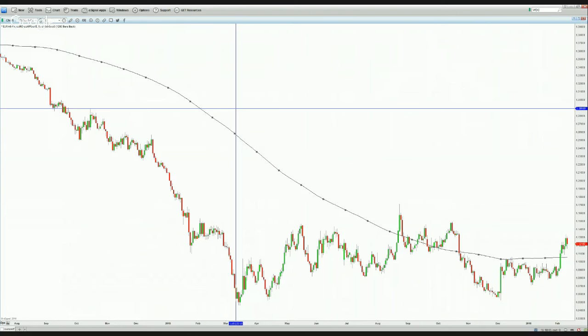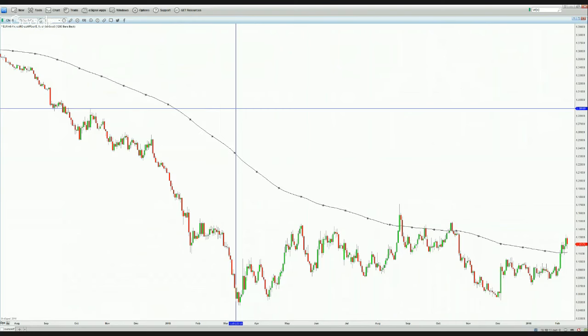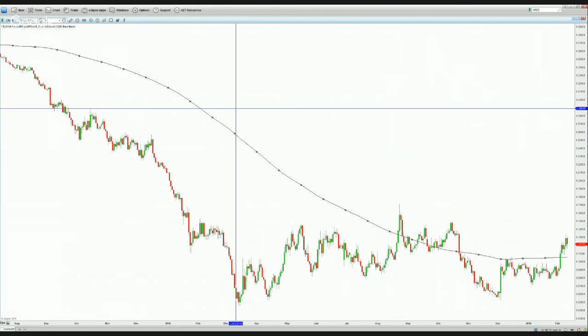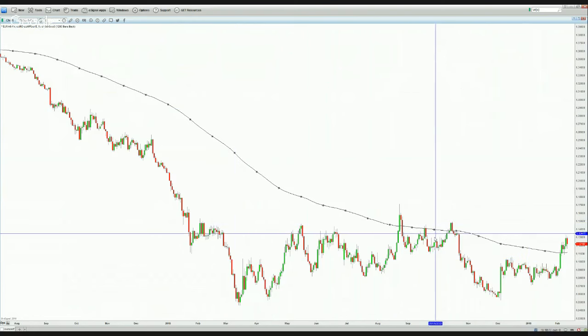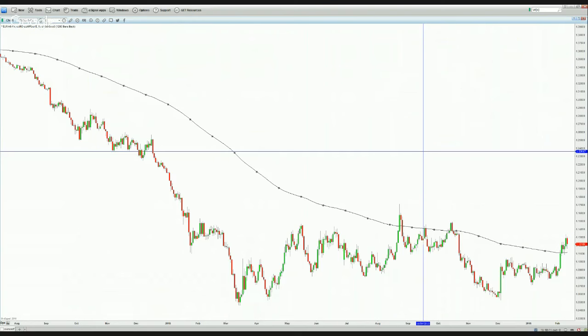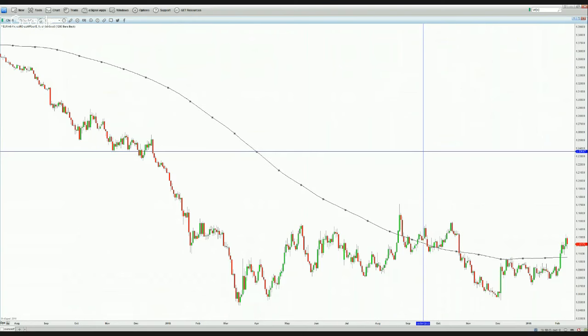So there you go. People often ask me whether it's simple or exponential. There's not really much difference in where it's located on the screen. I mean, look, there's the simple and there's the exponential. Simple, exponential. There's not much difference. Exponential obviously puts more weight on current price action. I keep things simple. Okay, so you're looking at the 200 simple moving average and the price source is close.